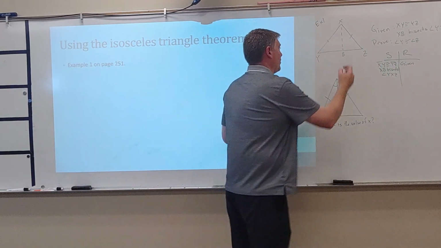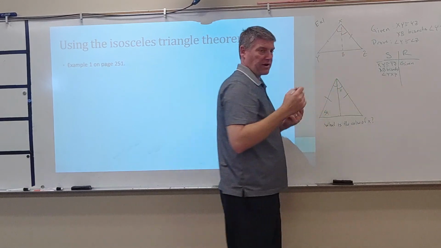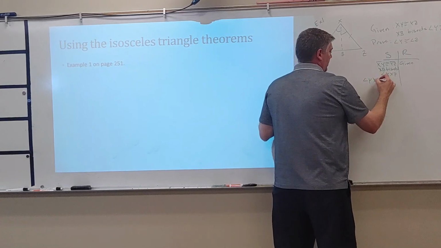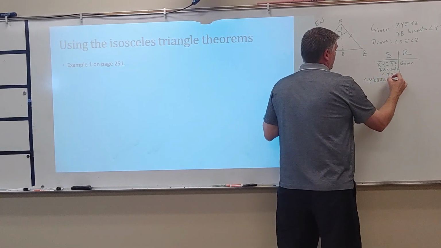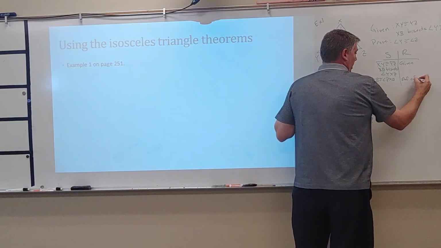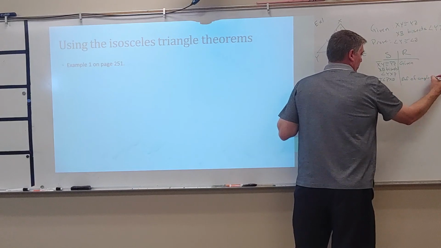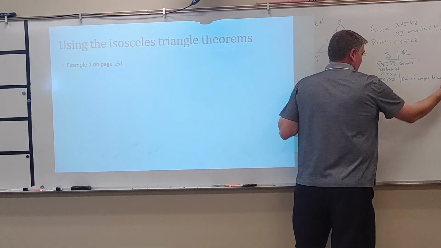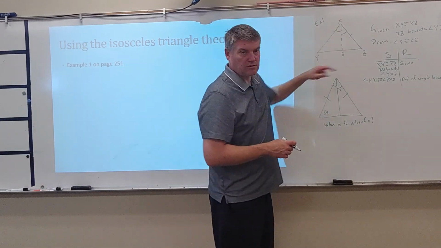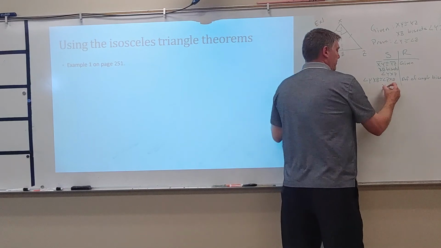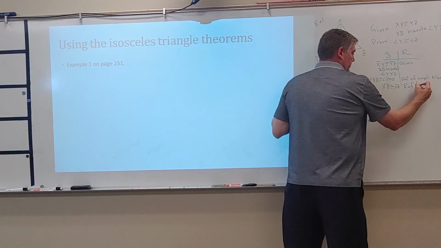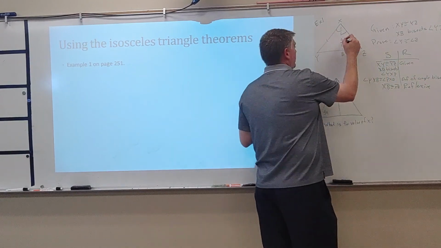Here's my XB. I know now I need to write out what the bisection does. So I know angle YXB is congruent to angle ZXB because definition of angle bisector. Okay? So that now I know that those are congruent. Well, what's unique is I also know that XB is congruent to XB, right? And that's because of the reflexive property. So now I know that that's true.